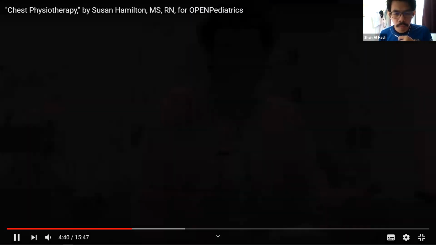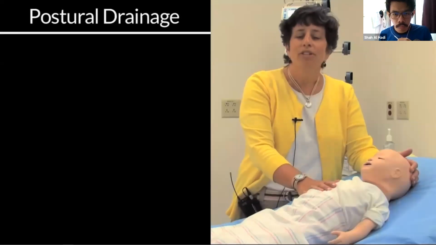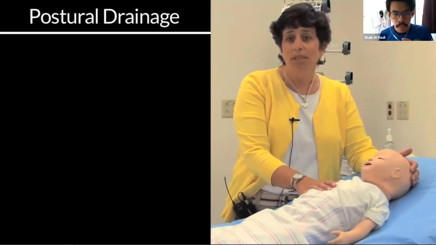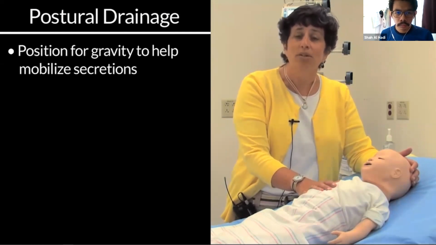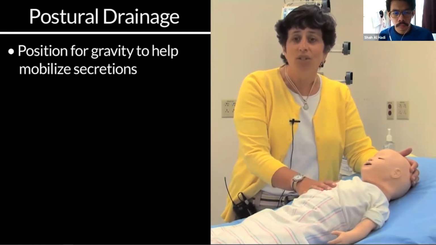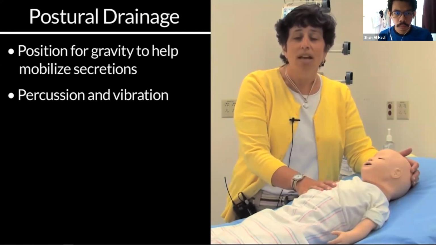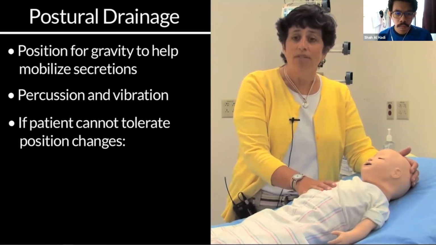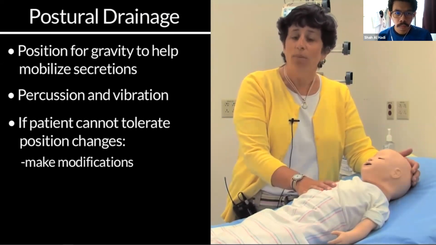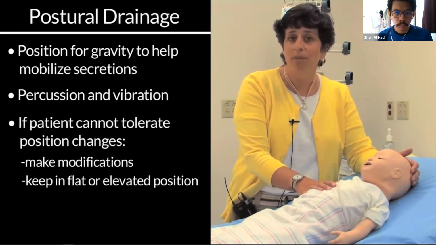Procedure. I'm going to start first by just talking about postural drainage. I'm going to talk about each of the techniques and then I'm going to demonstrate them on this baby. So first would be postural drainage, and that just means the positioning of the patient to allow gravity to help to mobilize secretions. This is done in conjunction with the percussion and vibration. And if a patient can't tolerate all the position changes that may be involved, modifications certainly can be made, or the patient can be kept either in a flat or elevated position through the entire procedure.